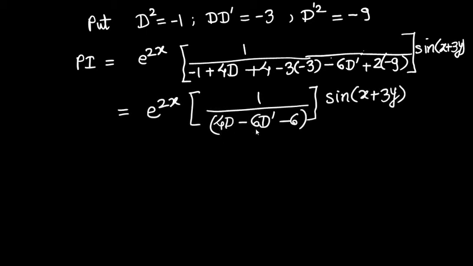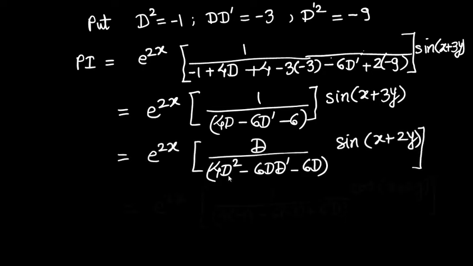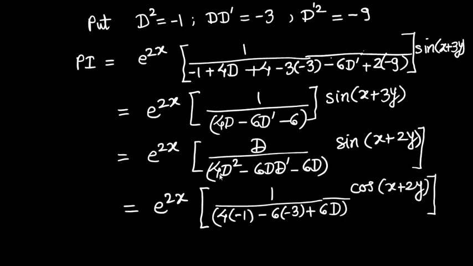We get this. Now in the denominator we have the term 4D minus 6D dash minus 6, but our substitution is only for D square, DD dash and D dash square. Therefore, to form the D square term, we multiply and divide by D, and then substitute the values D square equal to minus 1, DD dash equal to minus 3, and simplify the term.